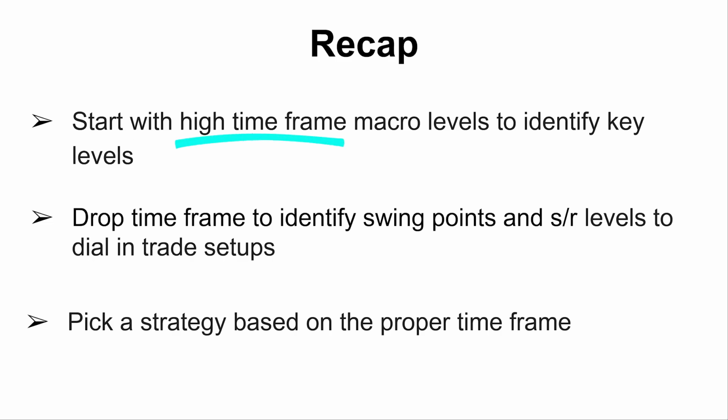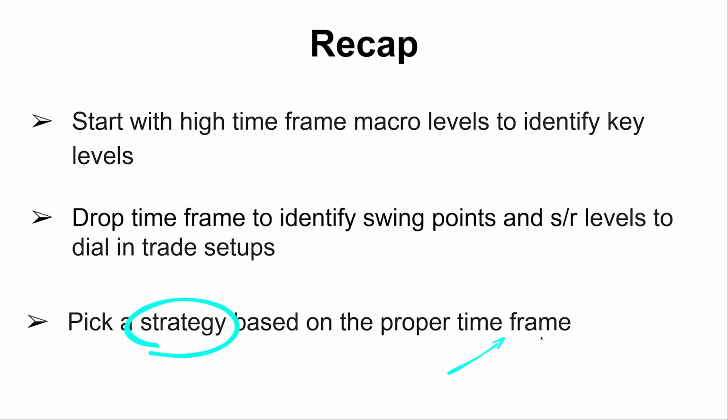Well, we learned that we want to start with our high time frame macro levels. This is going to help us identify where the buyers and sellers are around key swing points and support and resistance levels. We know that the macro levels are going to have more weight than the lower time frame micro levels. By identifying our macro levels, we can then drop our time frame to identify other swing points and SR levels. And this is going to help us dial in our trade setups as we look at things like entries and exits, and things such as LTE, level trigger entry, which is going to be a concept that Zorn is going to go into next. But the real takeaway is, let's pick a strategy based on the proper time frame.